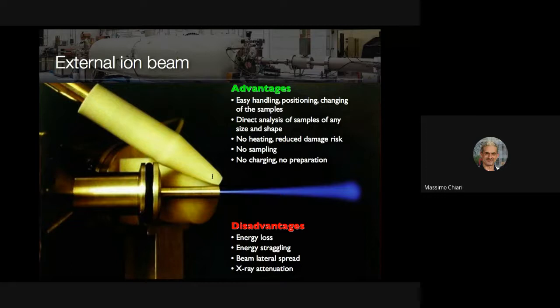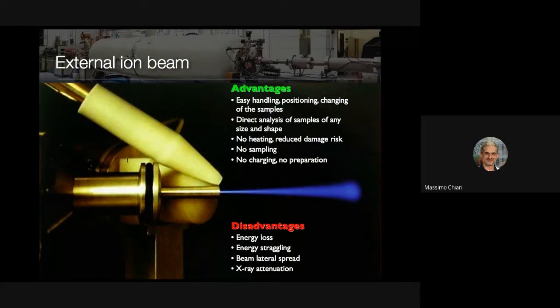This is just a picture of a 3 MeV proton beam extracted into atmosphere from our previous accelerator laboratory that was in Arcetri. Maybe some of you know that Arcetri is a hill just outside Florence, where Galileo Galilei spent his last years of life, assisted by his daughter that was a nun.